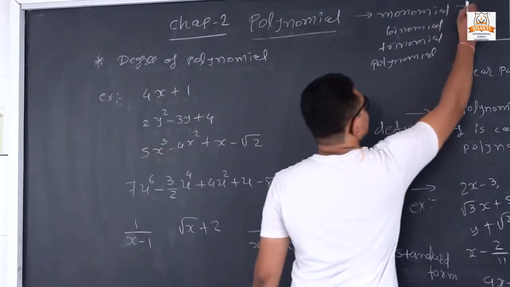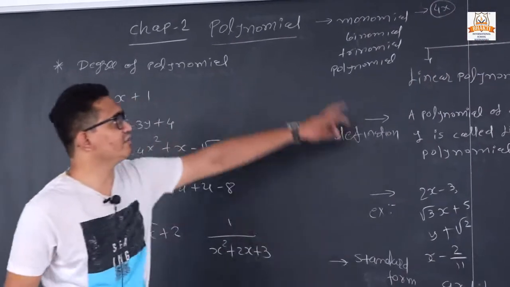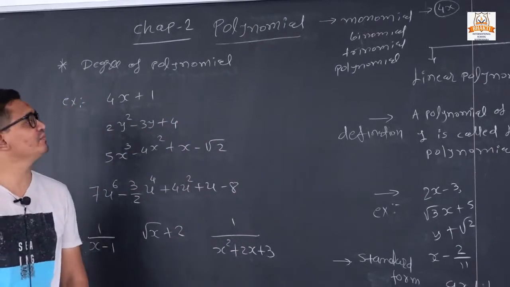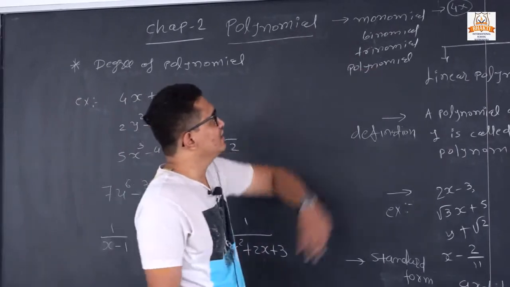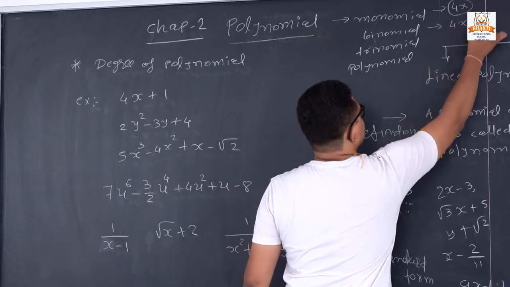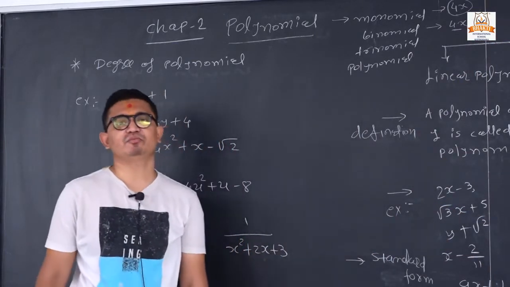Suppose 4x. It has only one term. See, it has only one term. So it is called what? Monomial. Then binomial. In a binomial, what happens? The algebraic expression has two terms. See here, 1 and 2. So it is called a binomial.